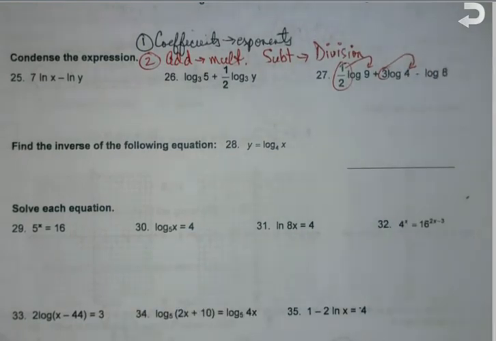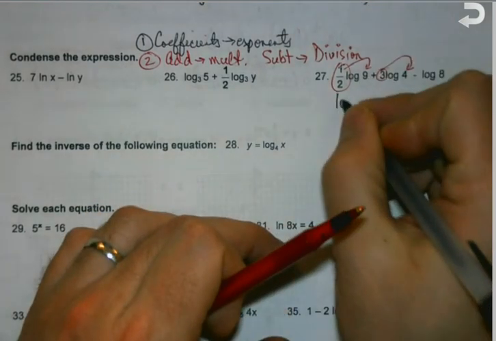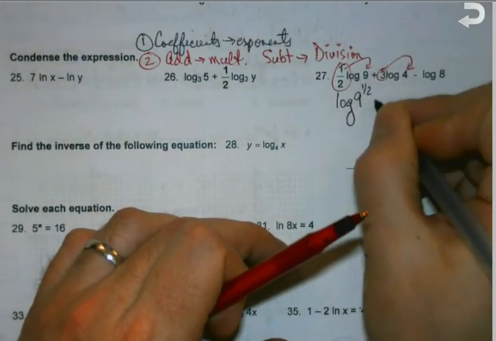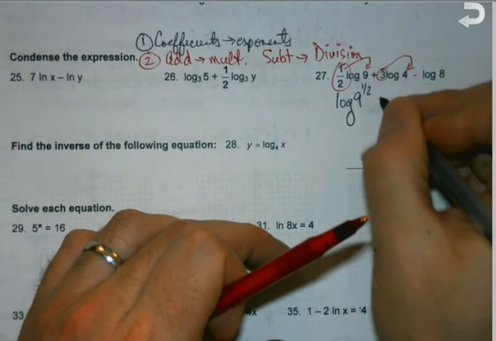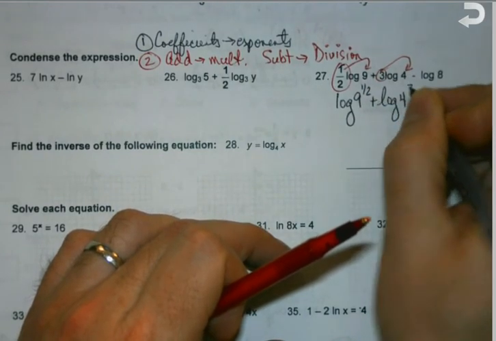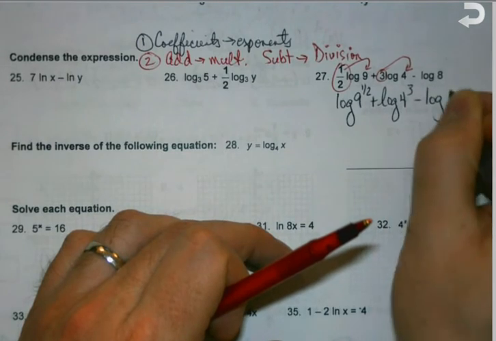So I'm going to swing those both back up to their rightful place as exponents. So I've got log 9 to the 1/2, and I'm not going to do everything at once here yet. So I'm still going to leave this as plus, log 4 cubed, minus the log of 8.